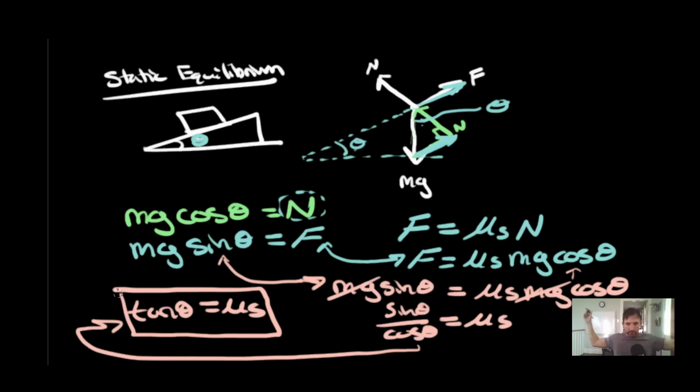Therefore, on an inclined plane, in static equilibrium, now that is a key point, that means it's not sliding down. In static equilibrium, on an inclined plane, your coefficient of static friction is equal to the tangent of theta. So that is a rule that you should probably just memorize. I mean, you can derive it quite easily if you've forgotten it, but that's how you can come up with the coefficient of static friction.